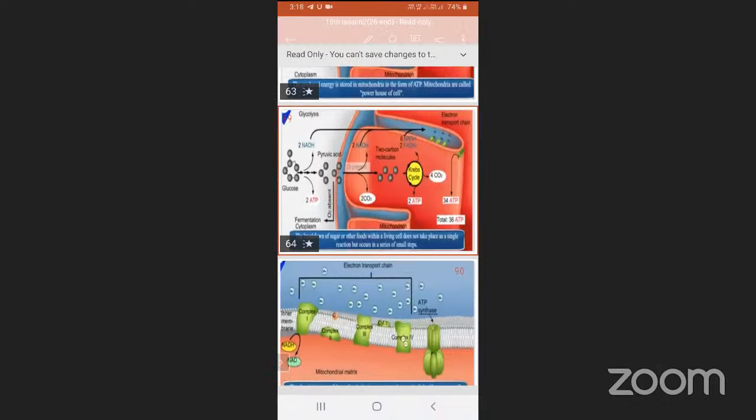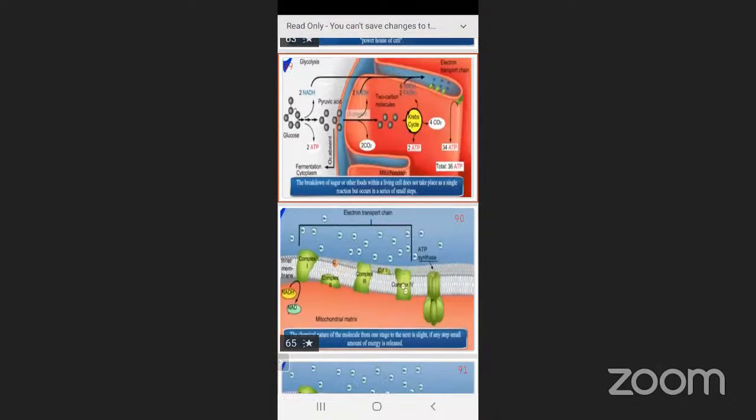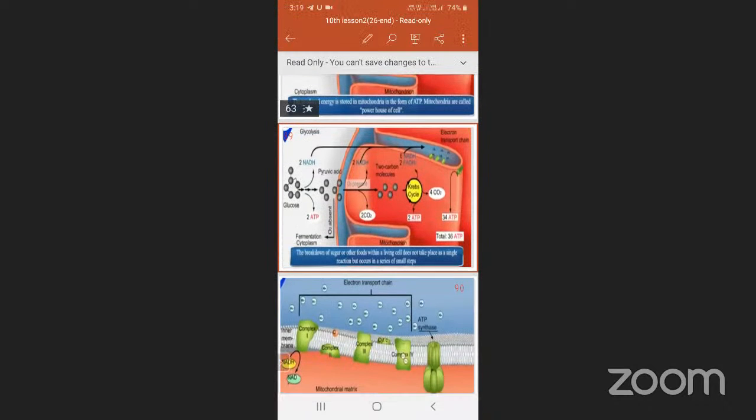Next, the breakdown of sugar or other foods. So what is the sugar? Like glucose. Here, glucose plus fructose, and if you add more glucose molecules, then you get a sugar. The breakdown of sugar or other foods within a living cell does not take place as a single reaction but occurs in a series of small steps.